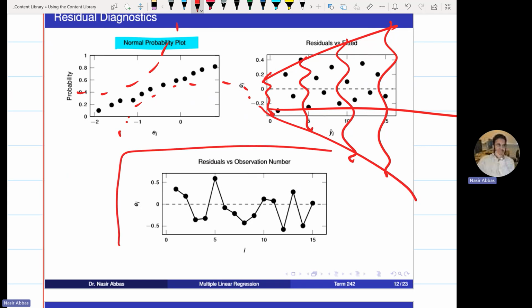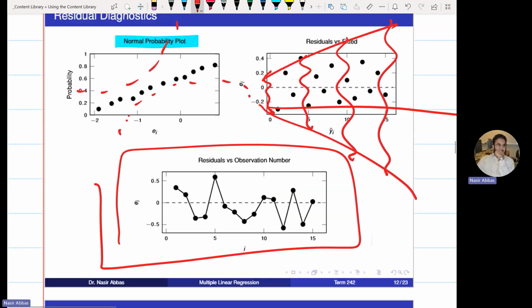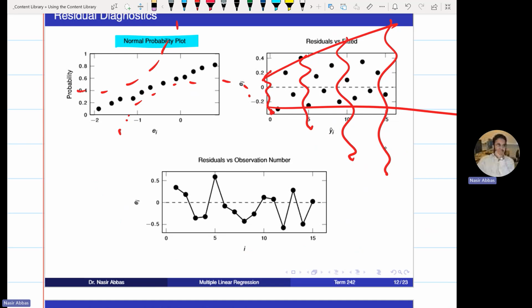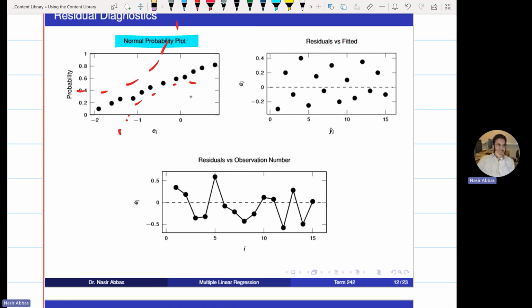The last assumption is independence assumption, which is tested by just plotting the errors. If you see any pattern, a decreasing pattern or increasing pattern or up, down, up, down, any pattern, that means the errors are not independent. If there is no pattern, if this is random, the errors are independent. This is the end of chapter 12. Next class, I will discuss a comprehensive example from chapter 12 covering every single thing about chapter 12.